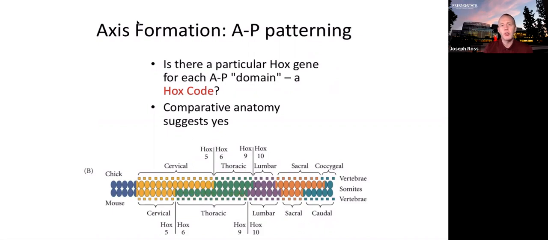So again, the Hox code: there might be a specific Hox gene, one from each cluster, that is specific to a particular cell type in anterior-posterior, head-to-tail patterning. The point here is that comparative anatomy, the ability to look at gene expression in tissues in 2 different organisms, the comparative part, suggests that this is the case.